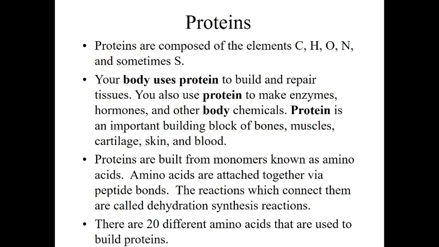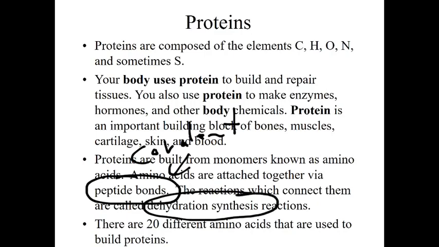Proteins are large macromolecules. They're built from monomers known as amino acids. Amino acids are attached together via bonds called peptide bonds. These bonds are a type of covalent bond, which means they're pretty strong and hard to break. The reactions which connect these amino acids together are called dehydration synthesis reactions. You might also sometimes hear them called condensation reactions.